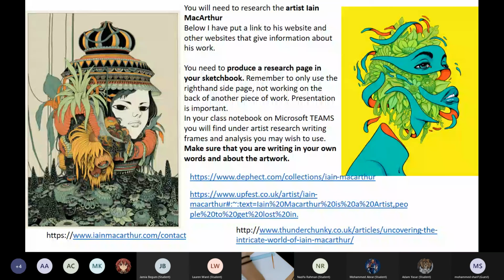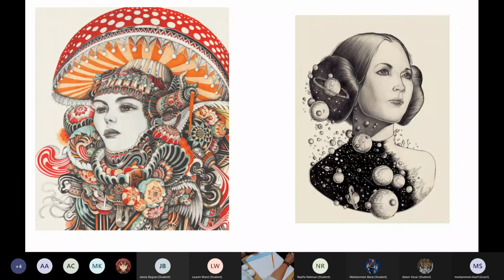All right. Now, I've put some different work on here for Iain MacArthur. So you've got two portraits, but you can see they're very different. One's quite brightly coloured, the other's a lot more black and white. I've also put on some of his other work. He does a mixture of things, so mixing colour with pencil and fineliner, looking at pattern. You can see on the right, that's Princess Leia. For any of those fans.